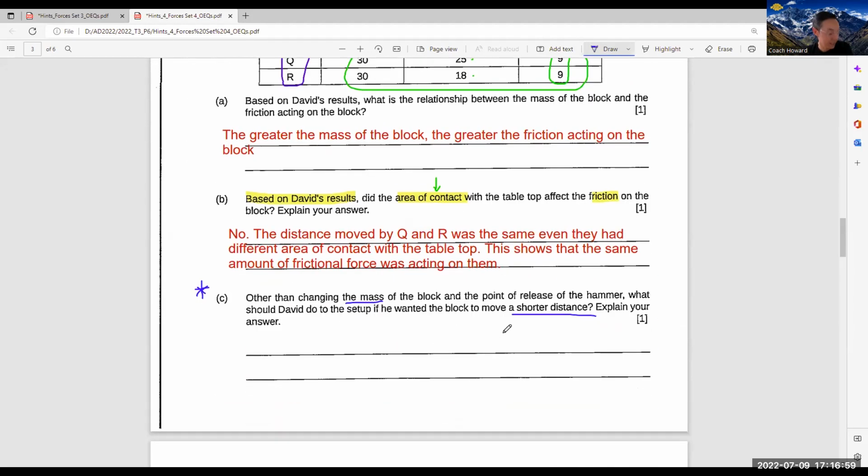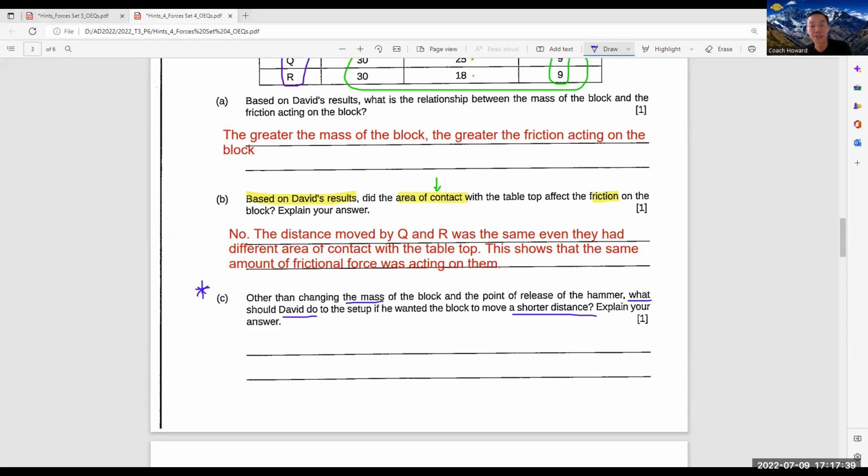So if you understand that, then your answer will be quite simple. They actually ask you two things. What should David do? And then you need to explain your answer. So an easier way is you just state what he does, how to increase the frictional force, which is to apply a layer of sandpaper. You know, sandpaper is rough, right? Apply a layer of sandpaper on the tabletop. Then you explain, because the sandpaper has a rough surface, so it will increase the friction between the block and the sandpaper. Therefore, the block will move a shorter distance.